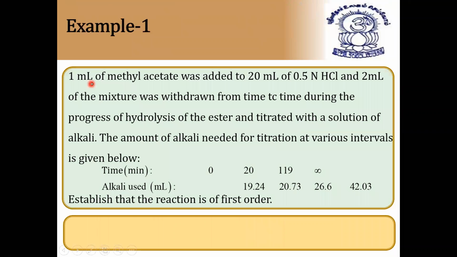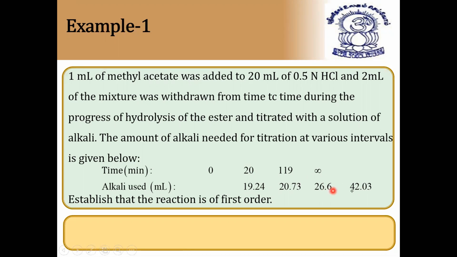Next, example one. Now you can see here, 1 ml of methyl acetate, this is an ester, was added to 20 ml of 0.5 normal HCl, and 2 ml of the mixture was withdrawn during the progress of hydrolysis of the ester and titrated with a solution of alkali. The amount of alkali needed for titration at various intervals is given below. Time initial 0 minutes, alkali used 0 ml. Establish that the reaction is of first order. We have to show it is first order kinetics.